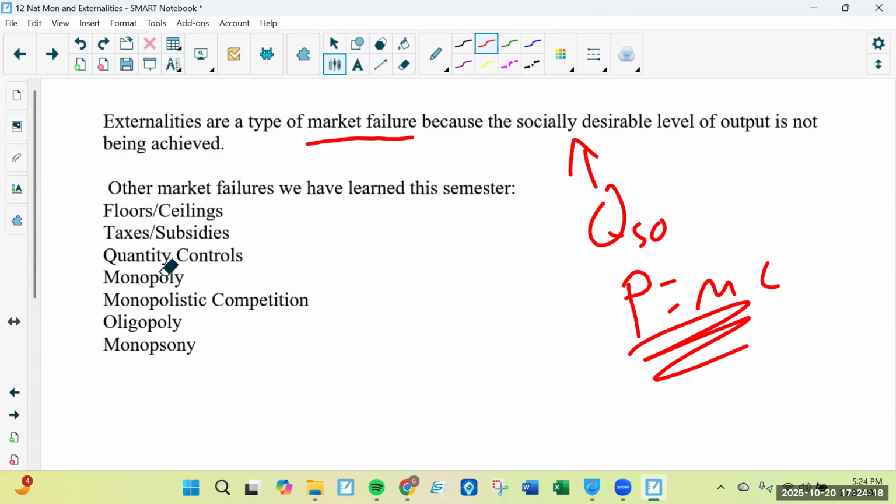Quantity controls, monopolies, monopolistic competition, oligopoly, and monopsony. These are all market failures. They're all situations where you're not producing where price equals marginal cost. And with monopsony, you're not hiring the perfect competitive number of workers. So that's going to create a situation where you're not at the socially optimal quantity.